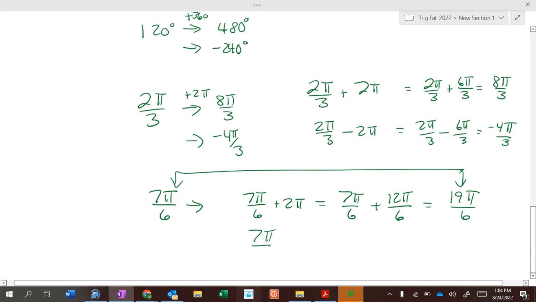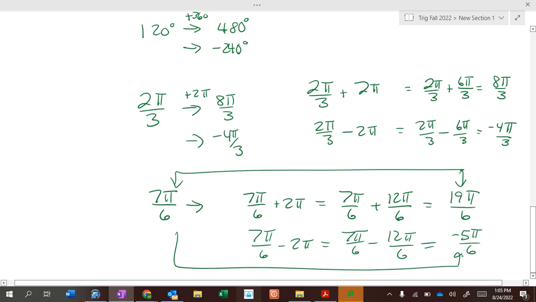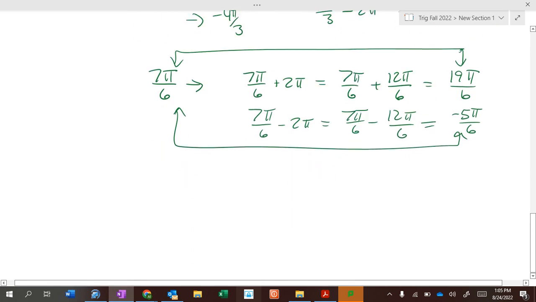Let's say it takes 7 pi over 6 and subtract 2 pi. So then we're subtracting 12 pi over 6, which is what? What's 7 minus 12? Negative 5 pi over 6. Coterminal angles. Okay. All right. One last thing.